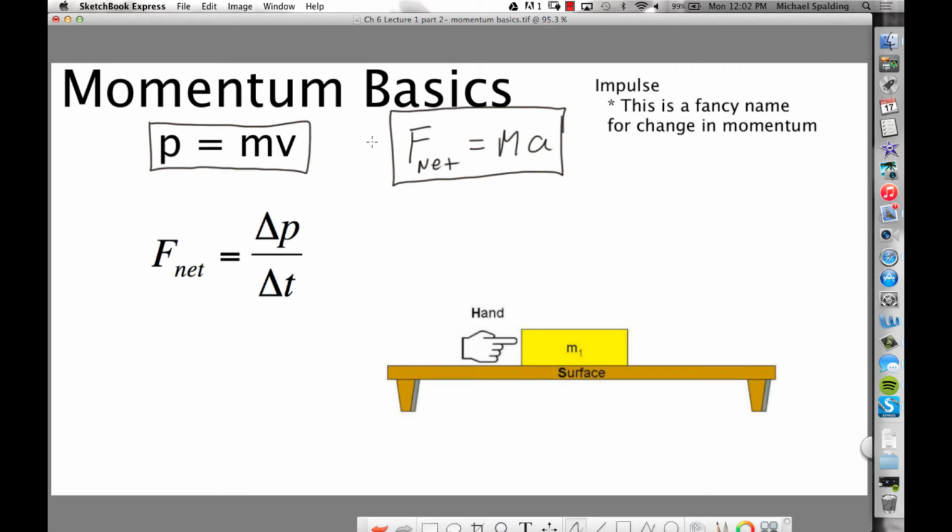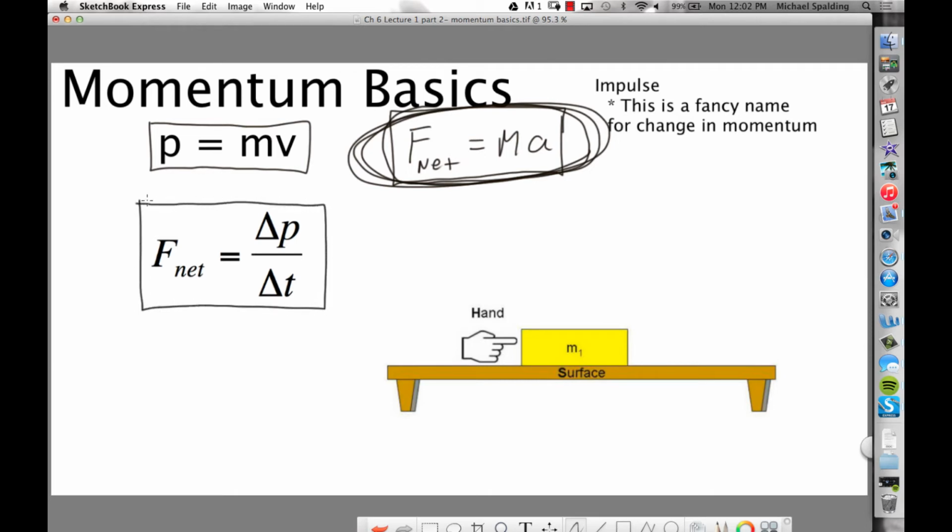But back when he came up with this law, he did not say that F net equals ma. Do you want to know what he said? He said this. When Newton originally came up with his second law of motion, what he said was the net force on an object equals the change in momentum of the object divided by the time it takes to change the momentum. Now look, it works out to be the exact same thing. These two equations right here are identical, and I'm going to show you why. Now, momentum is mass times velocity, so what would change in momentum be?